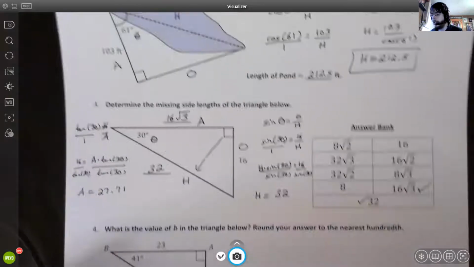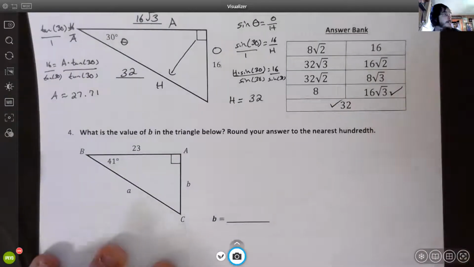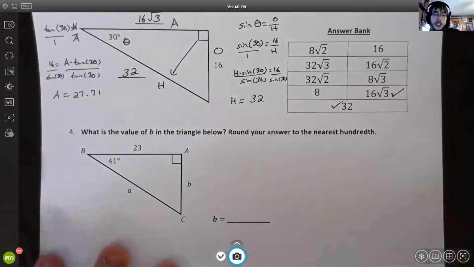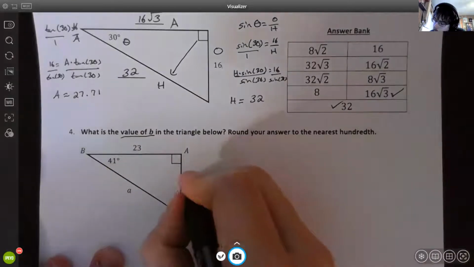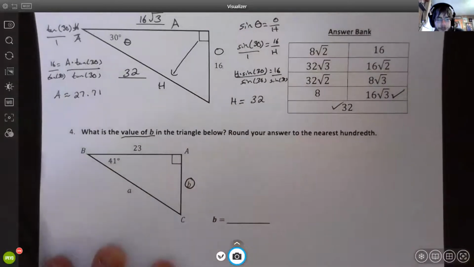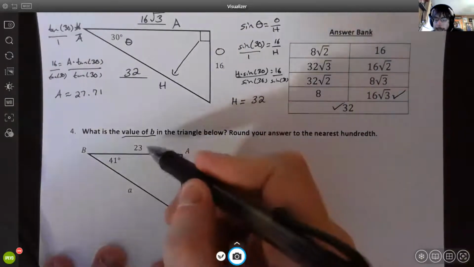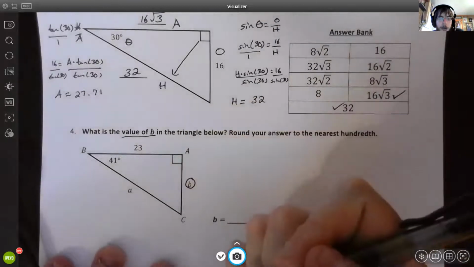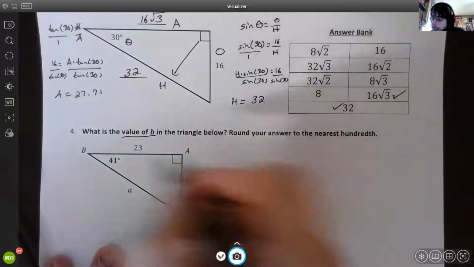All right. Number 4. Number 4, it says, what is the value of b in the triangle below? Round your answer to the nearest hundredth. So it wants to know the value of b. And b is this side here. Okay? So we only have one side and we only have one angle. So we're going to be using trig again. 41 degrees is theta.